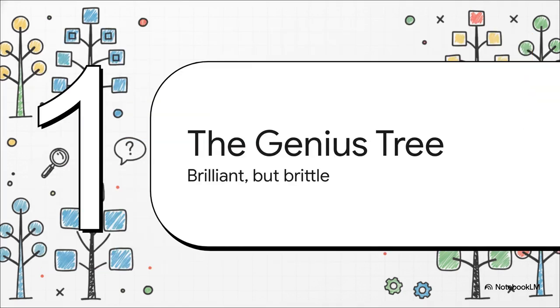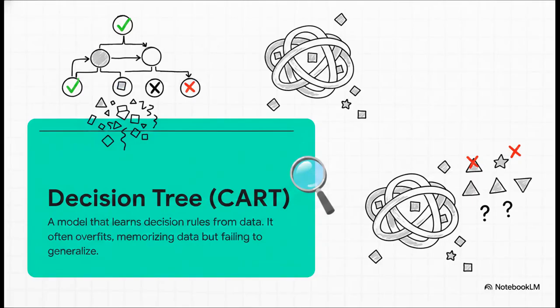Okay, first up, the genius tree. We're about to find out why a single expert, even one that seems brilliant on the surface, can actually be super fragile and, frankly, not very trustworthy. You see, the foundation of a random forest is something called a decision tree. You can just picture it as a big flowchart of yes or no questions that a computer learns from looking at data. And it can get crazy good at predicting things based on the data it's already seen.